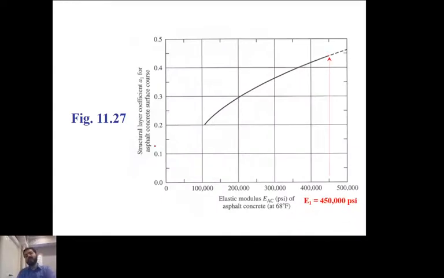Let's assume I have a modulus of 450,000 psi. So what you need to do here, you're going to look up the 450,000 psi on the x-axis. This is the elastic modulus of this layer. You're going to go all the way up to hit the curve, and then you're going to draw a horizontal line to pick the A1, which is the structural layer coefficient for the top layer. And in this case, A1 will be equal to 0.44. Very simple, very straightforward. All you need is the modulus for the top layer.